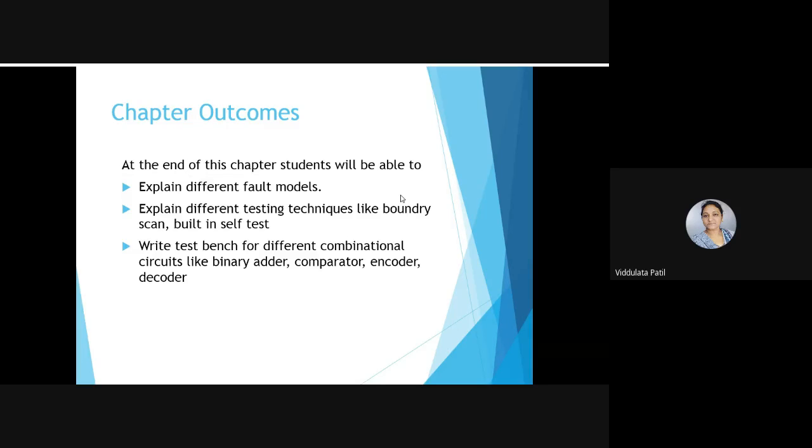So the chapter outcomes are: the first is explain different fault models. So at the end of this chapter, you will be able to explain different fault models. Then the second one, that is explain different testing techniques like boundary scan, then built-in self-test. So like that, you will be able to explain testing techniques.